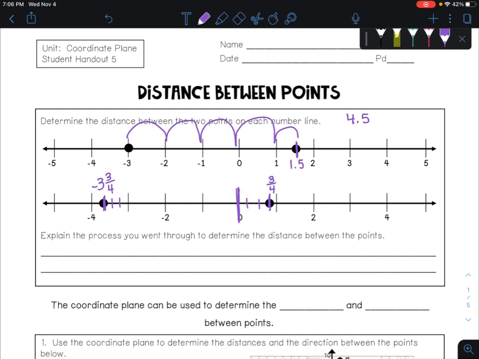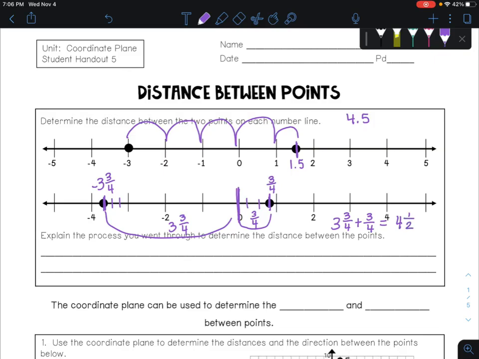So if I were counting, okay, I could say, all right, I've got one big jump of 3 3/4. That's how far it is to get from -3 3/4 to 0. And then to get from 0 to 3/4, that's another 3/4. So what we would need here is the total of 3 3/4 with another 3/4, which it turns out if you were to add all that up, you would get 4.5.